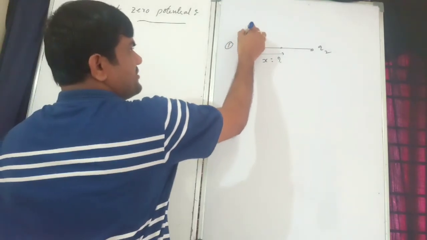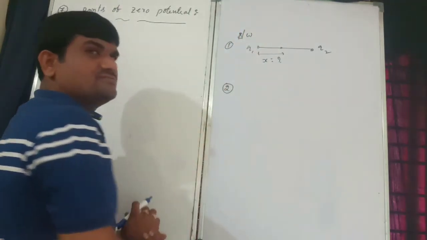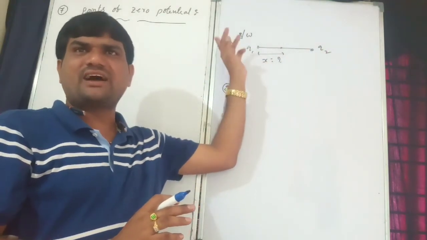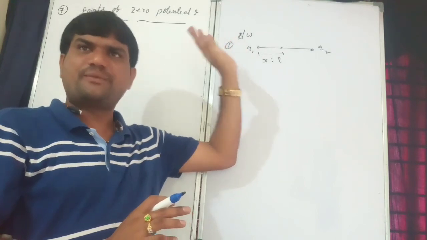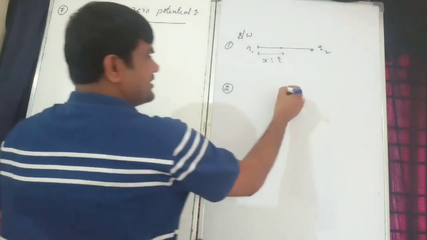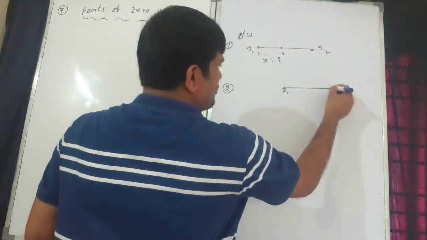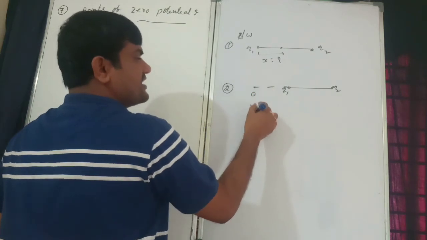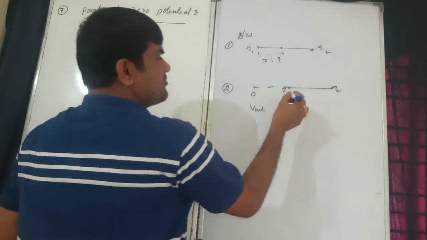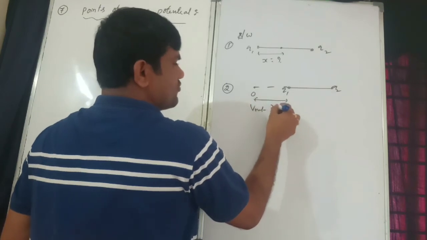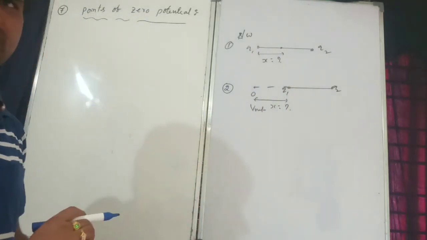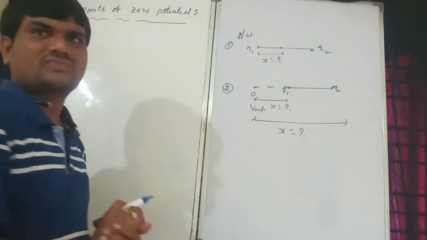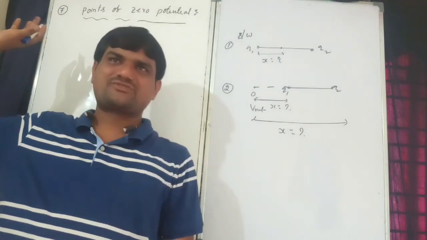Case 1 is between. Case 2 is outside the line joining. Outside the line joining, somewhere the net potential is equal to 0. So for example, here is the Q1, this is the Q2. If I take a point O somewhere here, also V net is equal to 0. Then from here to here, what is the distance? Q1 to Q2 distance is how much? From here to here, x is equal to what? So that is the meaning of this question.